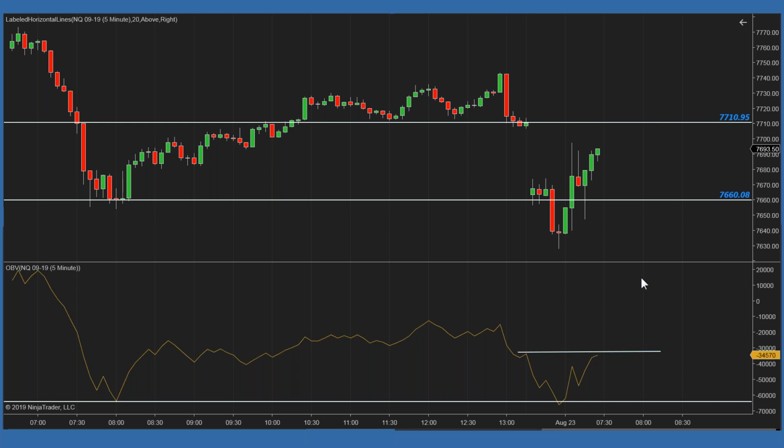And okay, yeah, the bar's finished. Okay, so here we go. See if the buyers will be stronger. See, the thing with volume is price will not move without volume. You need the volume to move the price.